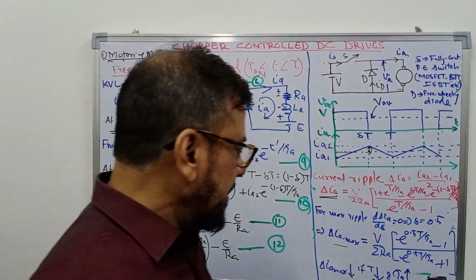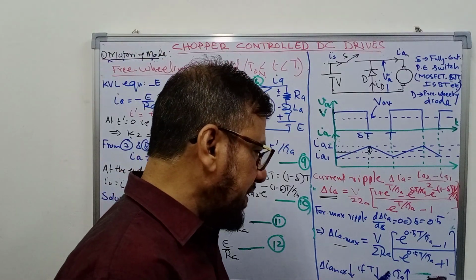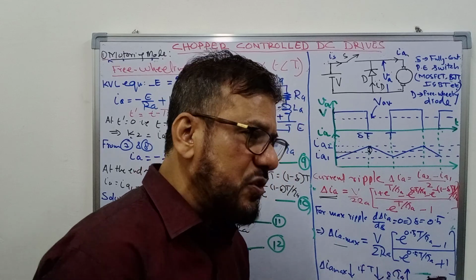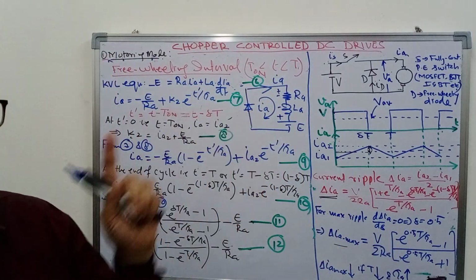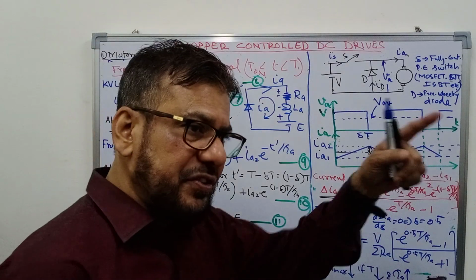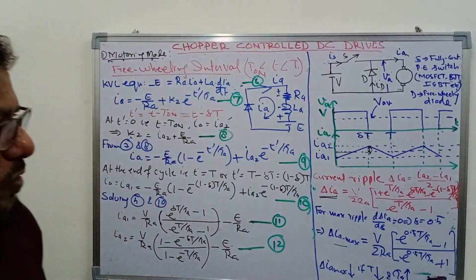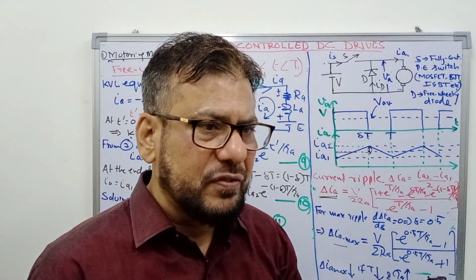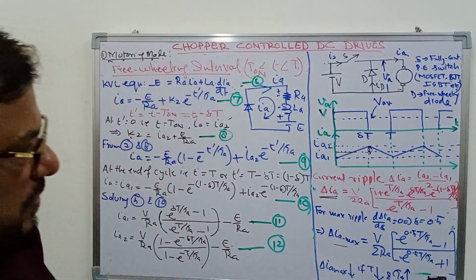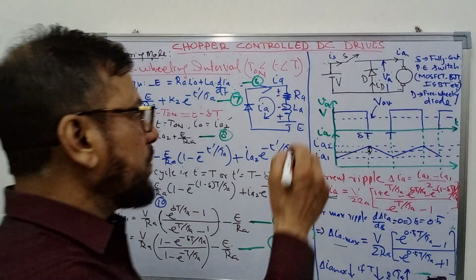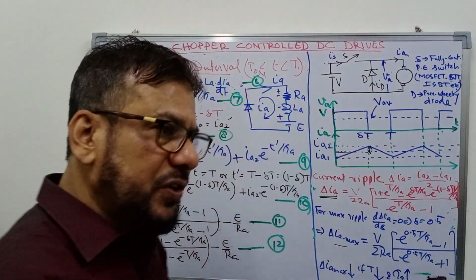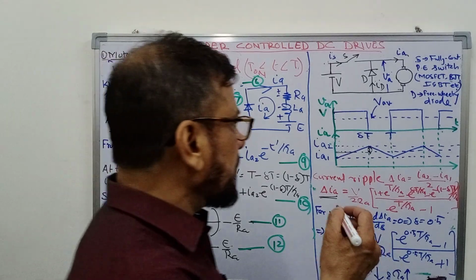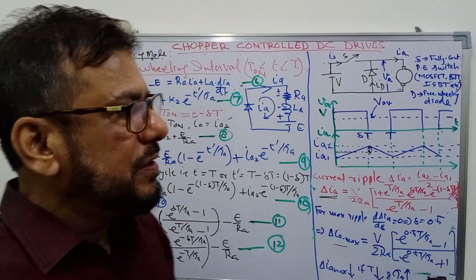And similarly, the ripples will decrease when the time constant of the circuit is increased, and that will happen when inductance is higher. So it is quite obvious. When inductance is higher, inductance opposes the rise of current or change of current, so the ripples will be less. So if you want to minimize the ripples, you have to increase the inductance of the armature circuit, and you have to increase the frequency of operation of the chopper.